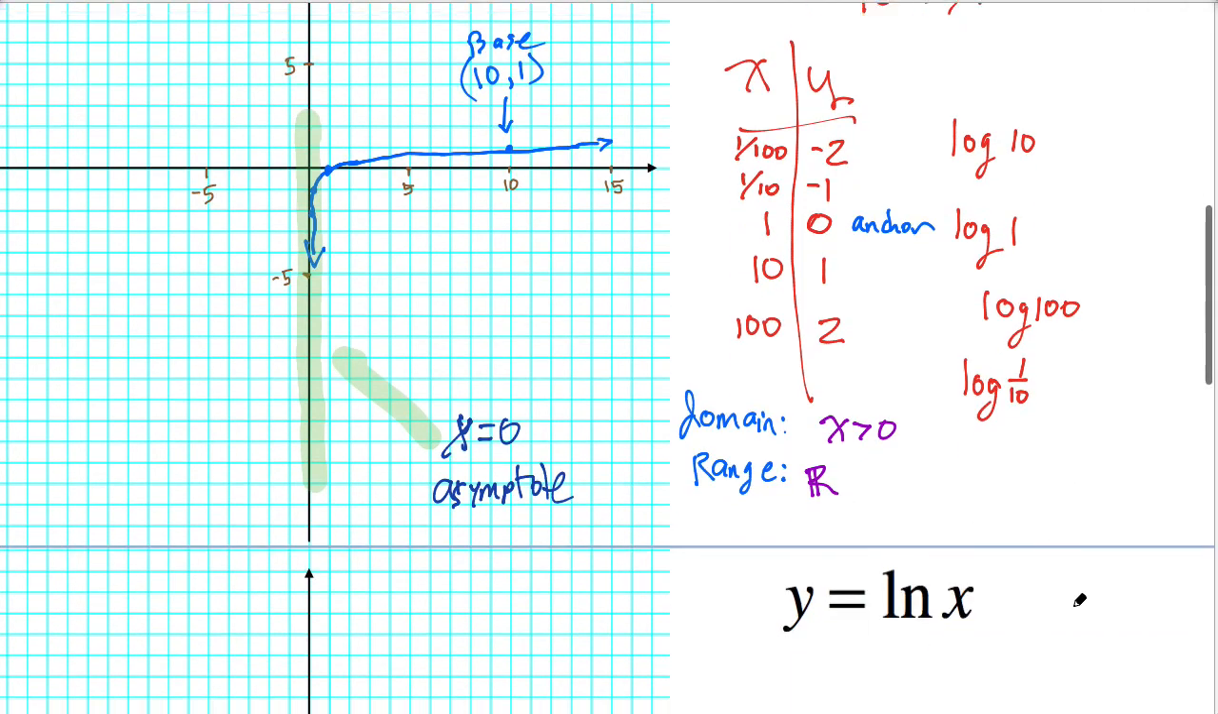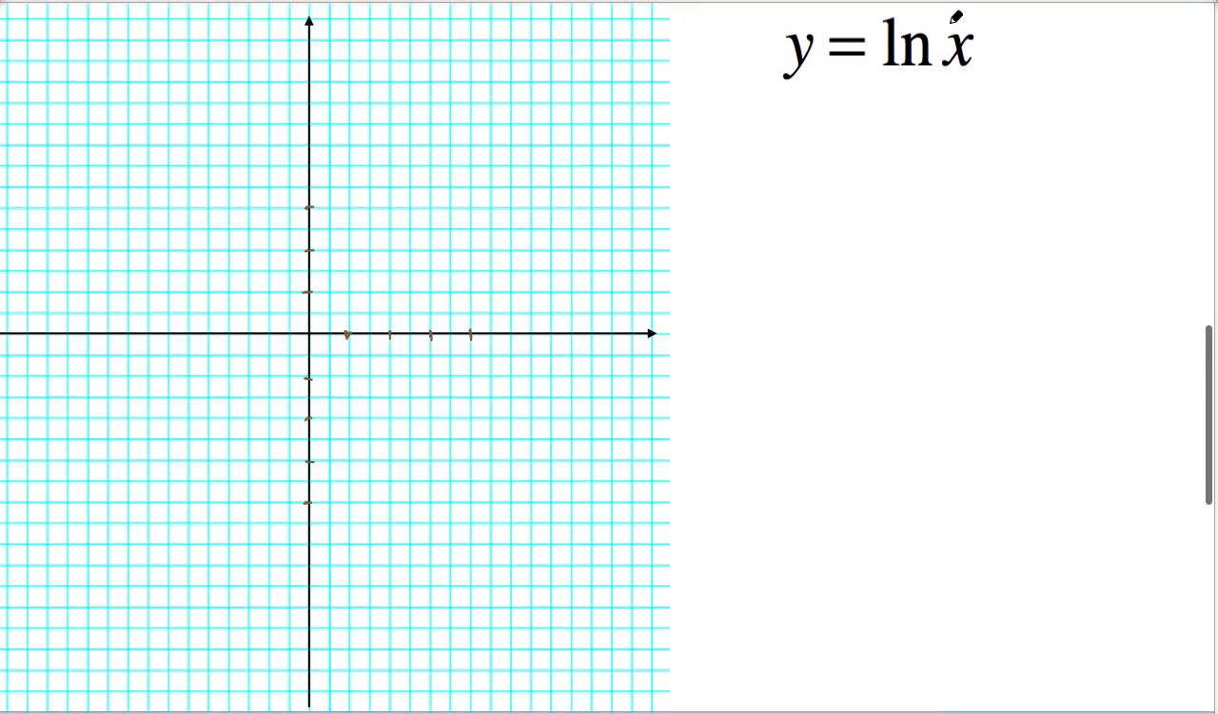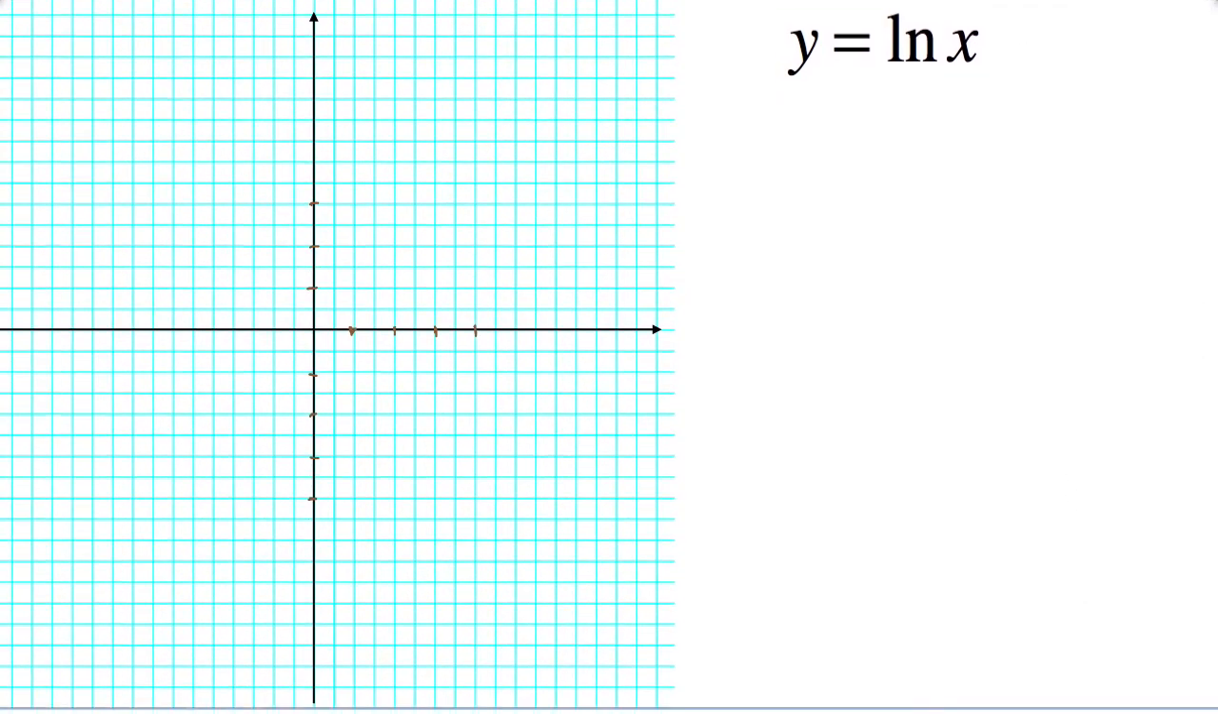Now the last thing we're going to do very quickly is plot our natural log. A natural log is really nothing more complicated than a log base e. Now what is e? That's Euler's number, and e is approximately 2.718. So we're going to make a table of values that is tailored to e.